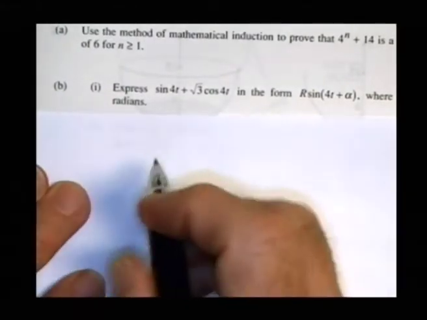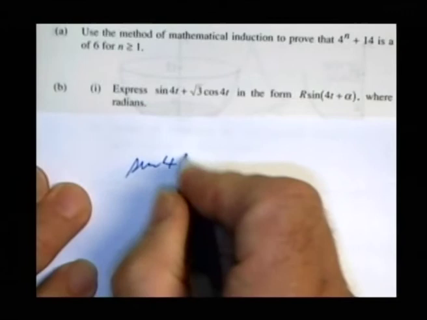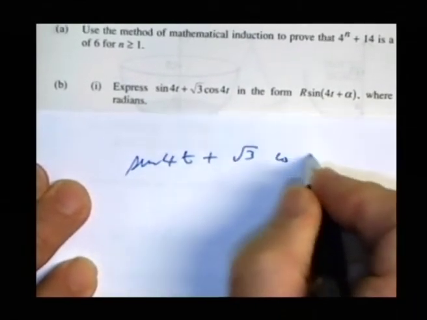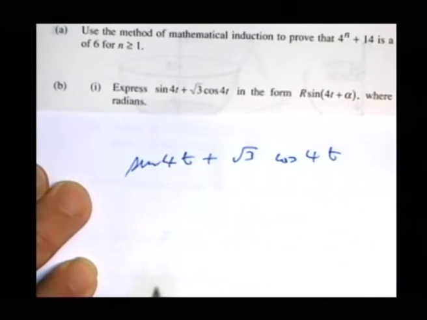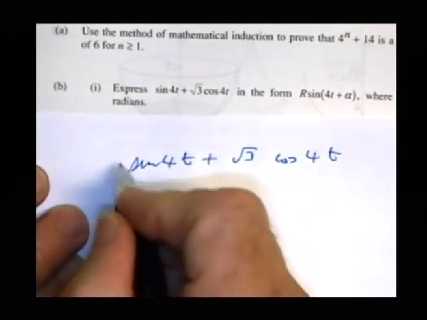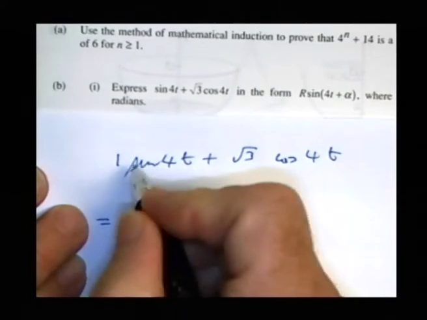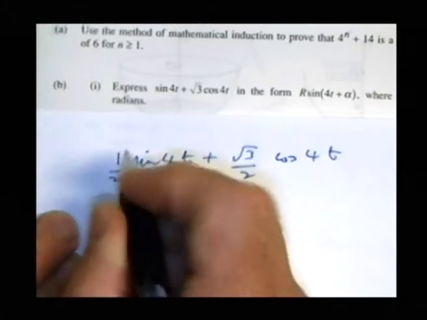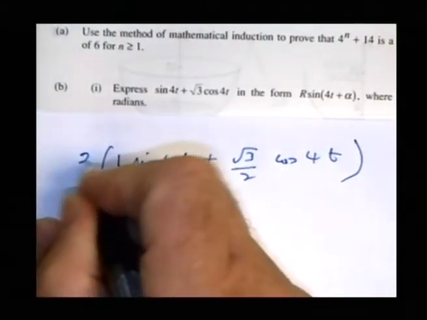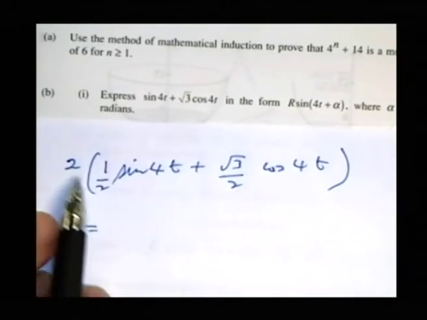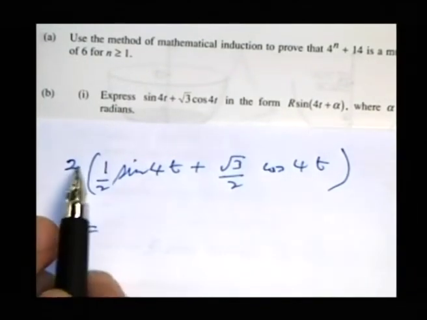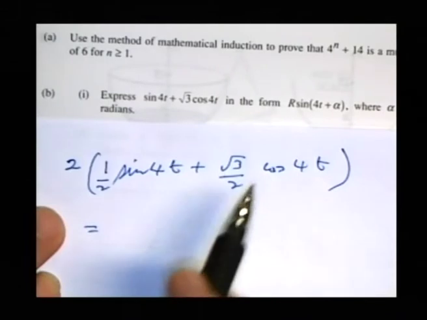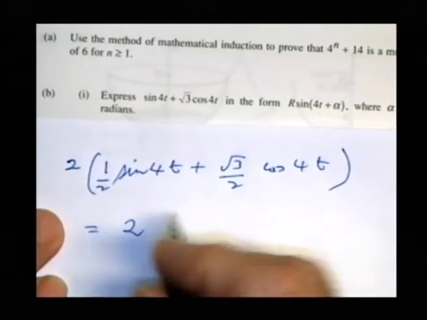Now, there are various ways of doing this. But sine 4t plus root 3 cos 4t, you could say that's equal to, if I put a 1 here, which is 1 in front of that, and I put a 2 under here and a half under there, I'd have to multiply that all by 2. I hope you're seeing what I've done here. 2 times a half gives 1, which was there, and the 2 by that 2 cancels out, and you've got the root 3. Now, why do it in that form? So it becomes 2.